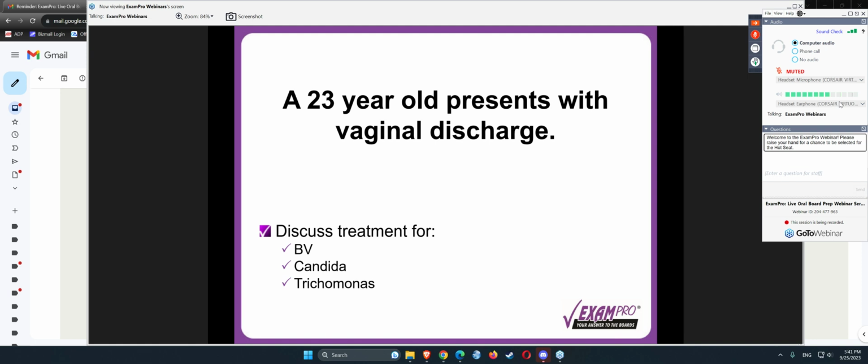Okay, a couple of follow-up questions. So for BV, would you consider metronidazole gel to be an alternative? Yes. Would you consider metronidazole gel to be an alternative for trichomonas? No. And for treatment of Candida with fluconazole, what would you expect the cure rate to be with a single dose of fluconazole? I don't know of an exact cure rate with a single dose, but I would suspect it's high.